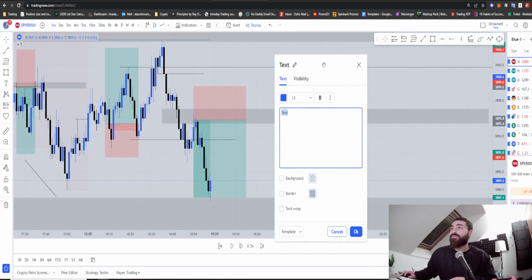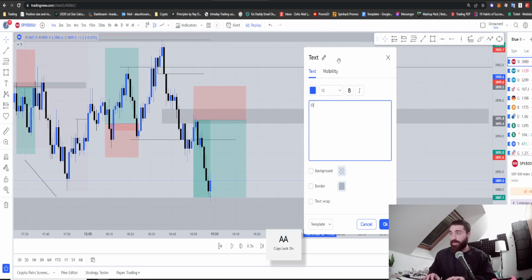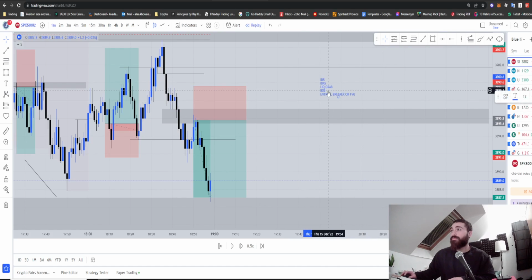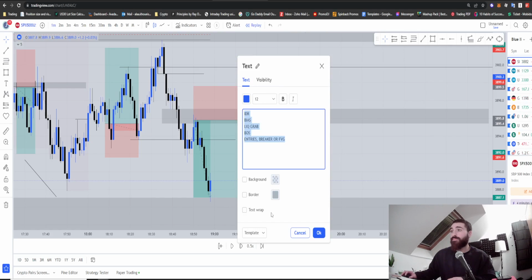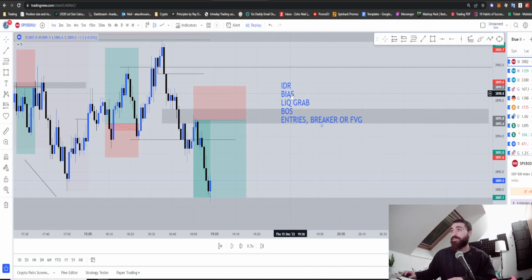Let me write them down. So, IDR, which sets basically the bias, liquidity grab, break of structure, entry technique, entries. It could be breaker, fair value gap. Now to make this bigger, let's say.